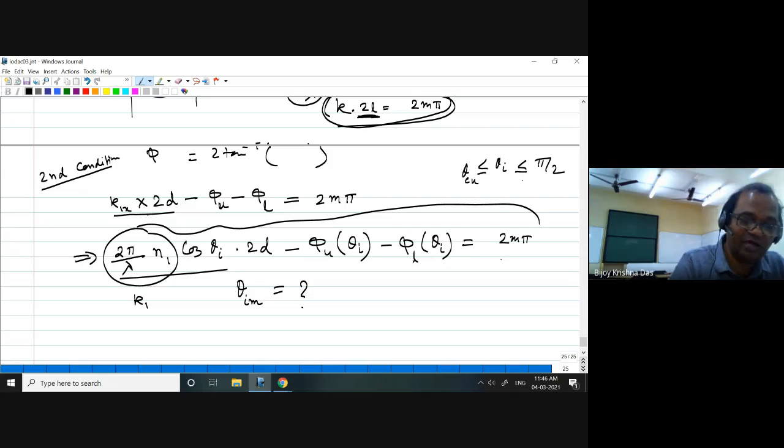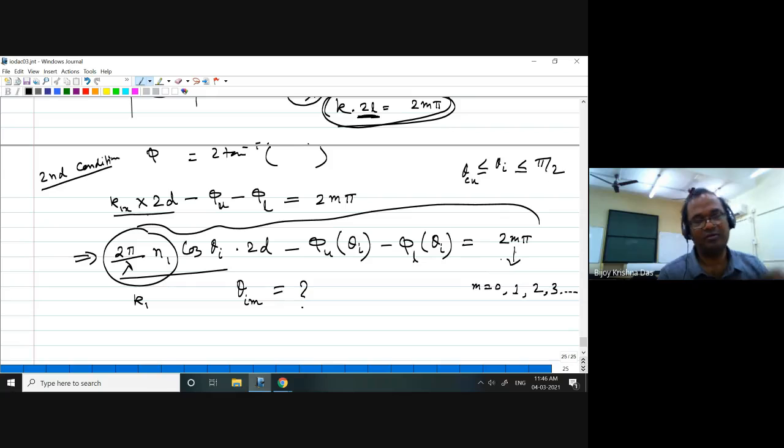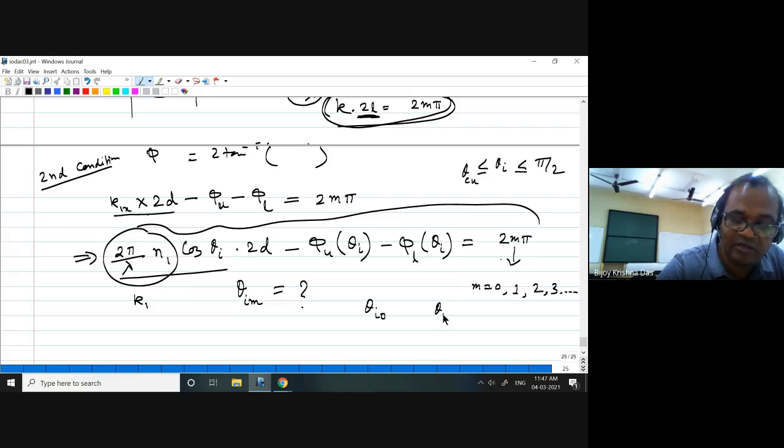But when I put in the second condition, I see that this value m is actually deciding. m can be 0, which is 0 phase, or 2 pi phase means 1, or it can be 2, it can be 3, and so on. It is an integer including 0. So once you put m equal to 0, you get a solution of theta I, maybe theta I0. And m equal to 1, then you maybe get theta I1.